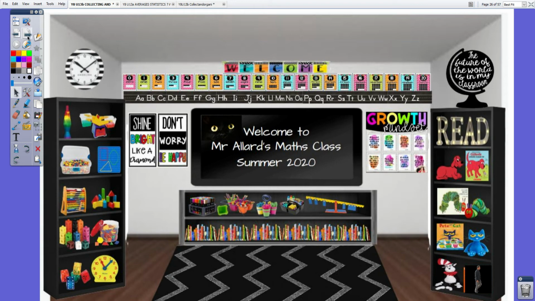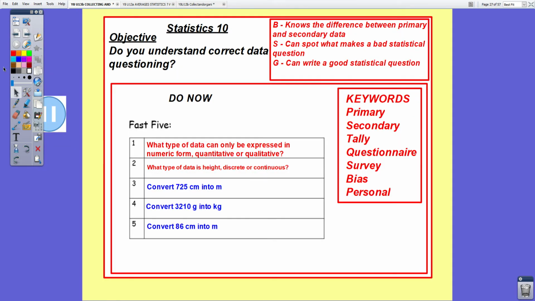Let's move on. So today we're on Statistics 10. Do you understand the correct way to do data questioning? That's what we're looking at today. Bronze knows the difference between primary and secondary data. Silver can spot what makes a bad statistical question. And gold can write a good statistical question. Keywords: primary, secondary, tally, questionnaire, survey, bias and personal.